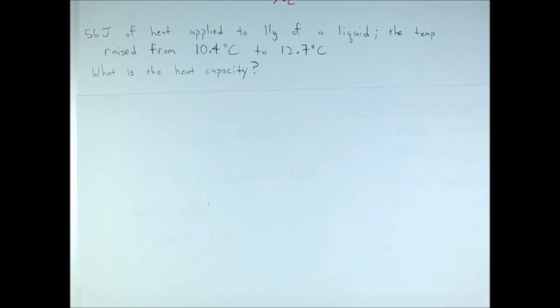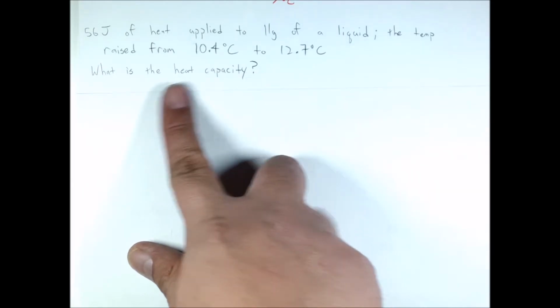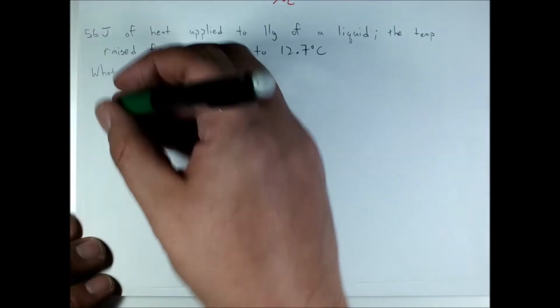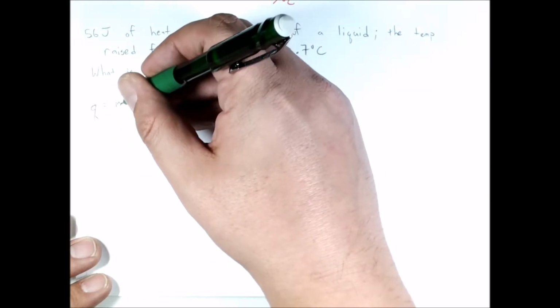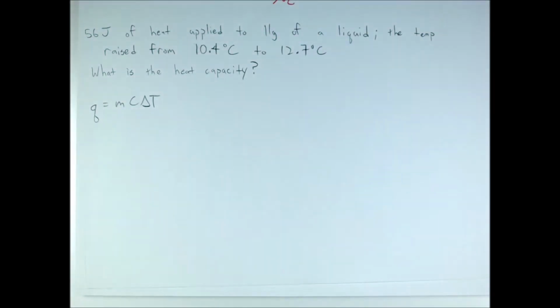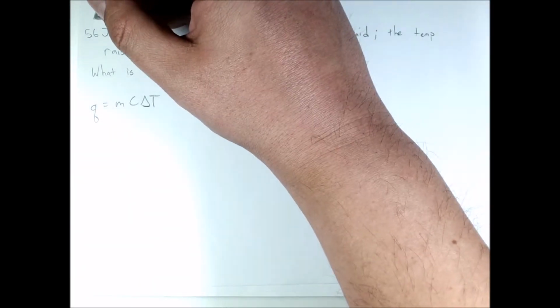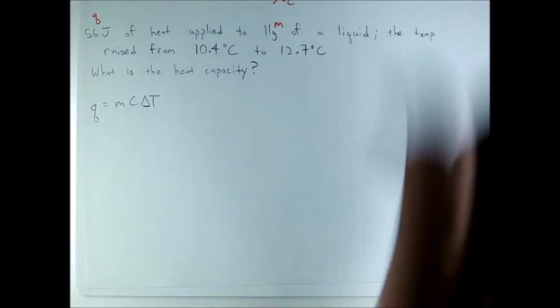We have 56 joules of heat applied to 11 grams of some liquid. We don't know what the liquid is. And the temperature rose from 10.4 to 12.7. What is the heat capacity? Start off with your equation. Q is equal to MC delta T. I'm going to go ahead and label some variables here just to make sure we're doing things correctly. So the 56 here is our Q. The 11 here is our M.